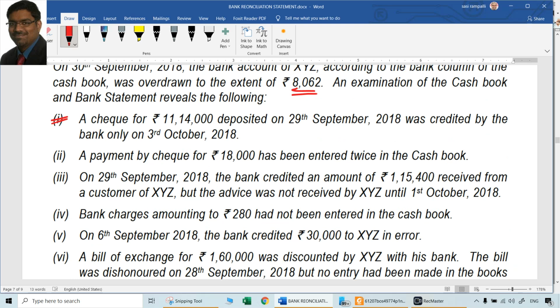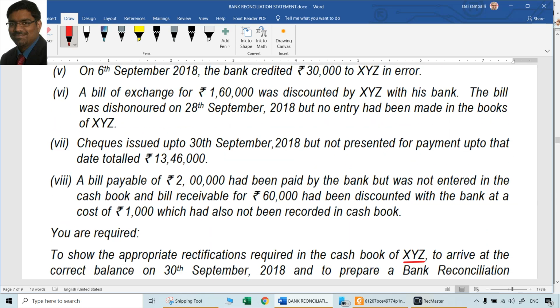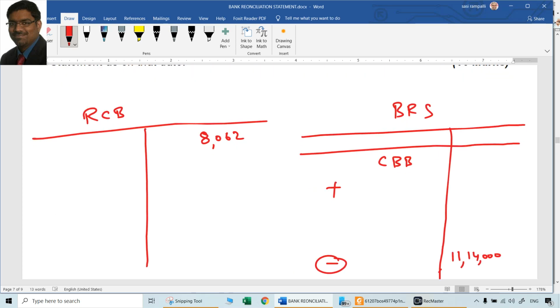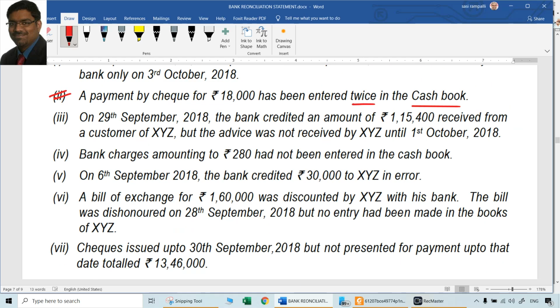Second point. Payment by check for 18,000 has been entered twice in the cash book. It is our mistake. We can rectify that. So because of this, what would have happened? Payment means we would have credited the cash book twice. Payments, withdrawals will be credited in the cash book. Twice it was credited, means one credit was not required. So how to cancel that credit? Debiting it. So debit this cash book with 18,000 rupees. That is the treatment for the second point.